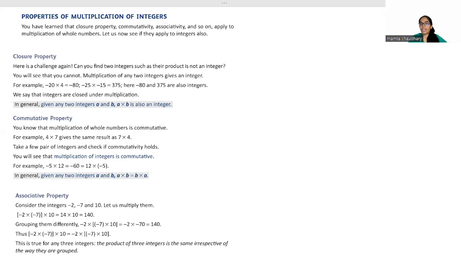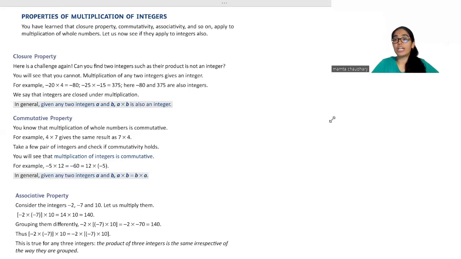So here we go. In addition and subtraction, you have seen that the closure property was satisfied. It means for addition and subtraction, integers were closed, right? But if we see the commutative property and the associative property, those properties were satisfied by the addition of integers only, not by the subtraction of integers. So now we will check the same properties for multiplication of integers. Okay, so here we go.